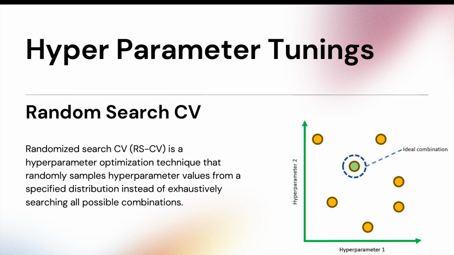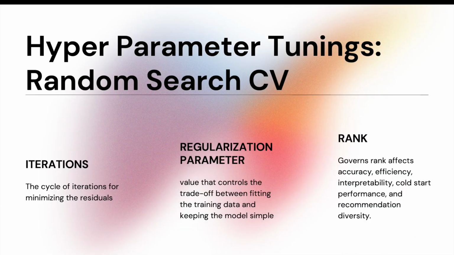Now coming to the objective of today's presentation, which is hyperparameter tuning, we are going with an approach called random search CV. Random search CV is a technique for hyperparameter optimization that randomly samples a set of hyperparameters that minimizes our objective function, which is the mean square error. The set of hyperparameters we are looking to optimize is iterations, regularization parameter, and rank.